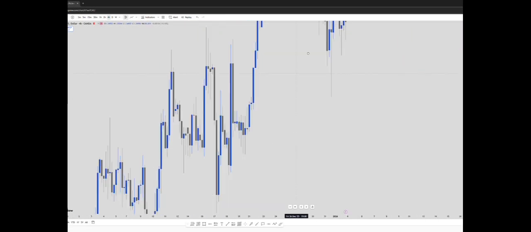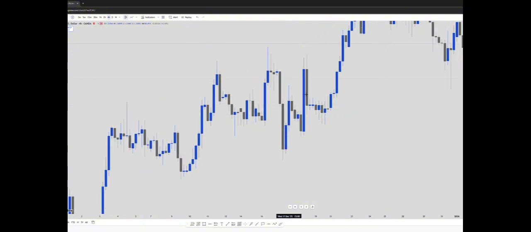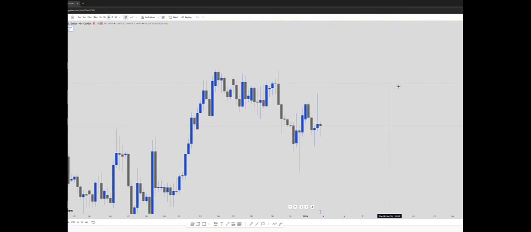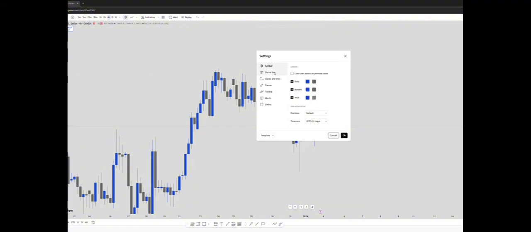So if you go to the charts, you see different candlesticks. Now, for you to change the color of your candlesticks to any color of your choice, you double click the candlesticks. You will see symbols, or you can still go to your settings. You go to symbol, and you will see the candlestick body. You see how to change the color. You can change the color to any color of your choice here.